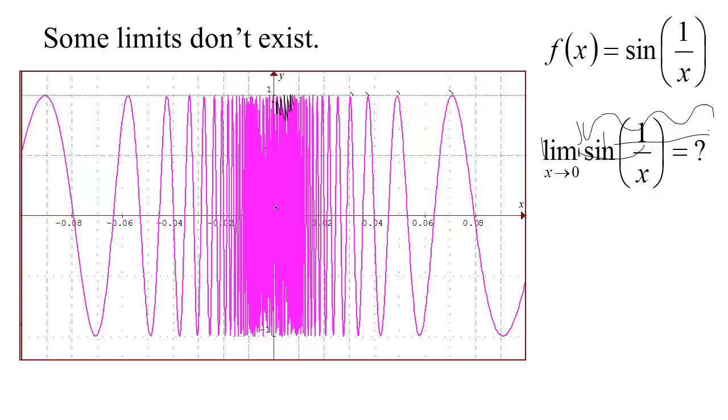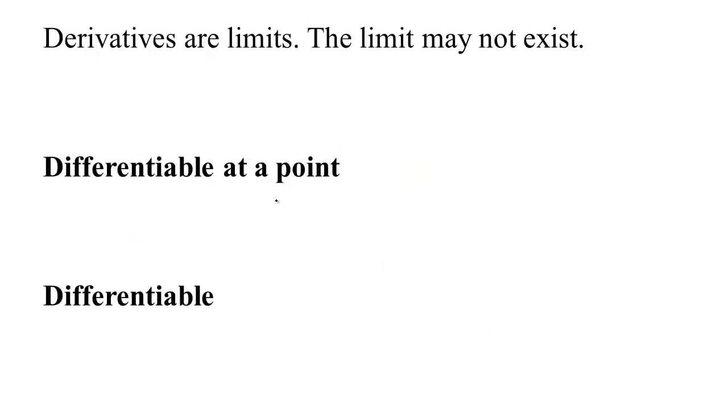Well, I bring that up because derivatives are limits. And since derivatives are limits, the limit may not exist, in which case you don't have a derivative. Remember, if we wanted to find the derivative of a function at some point c, we would take the limit as h tends to 0 of f of c plus h, minus f of c, all over h. So since this is a limit and not all limits exist, the derivative may not exist.